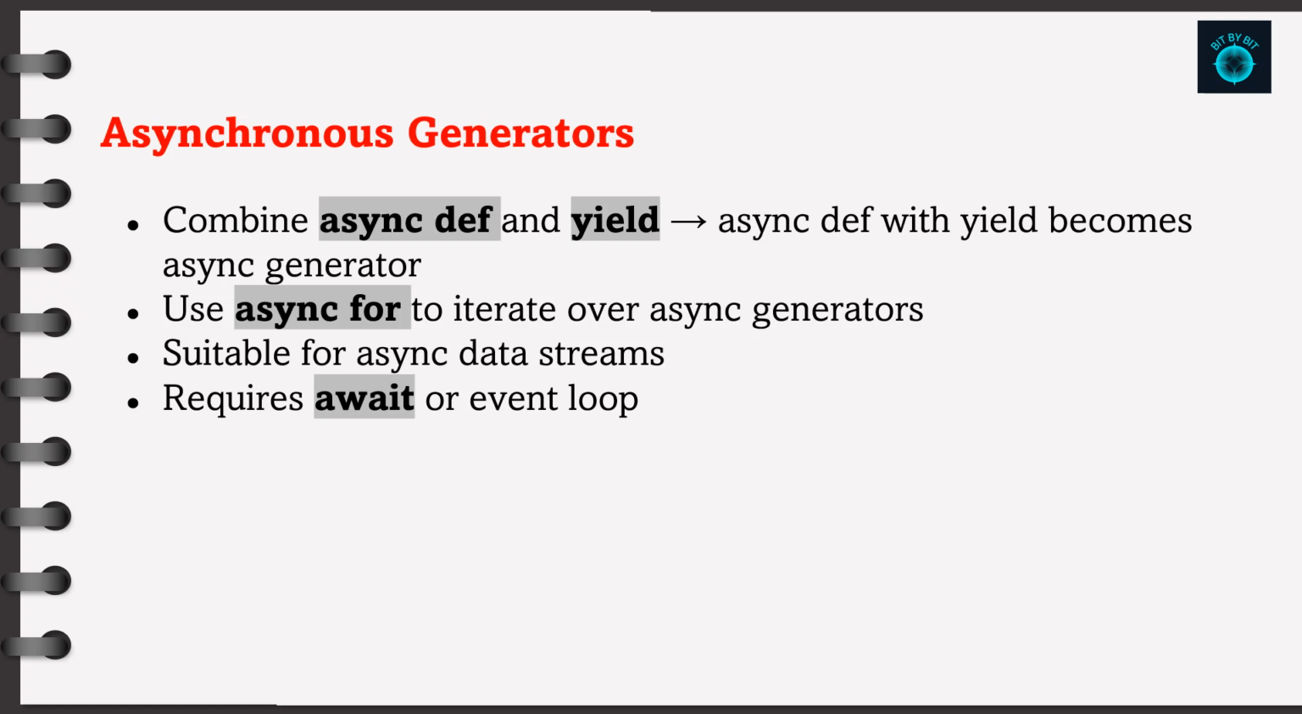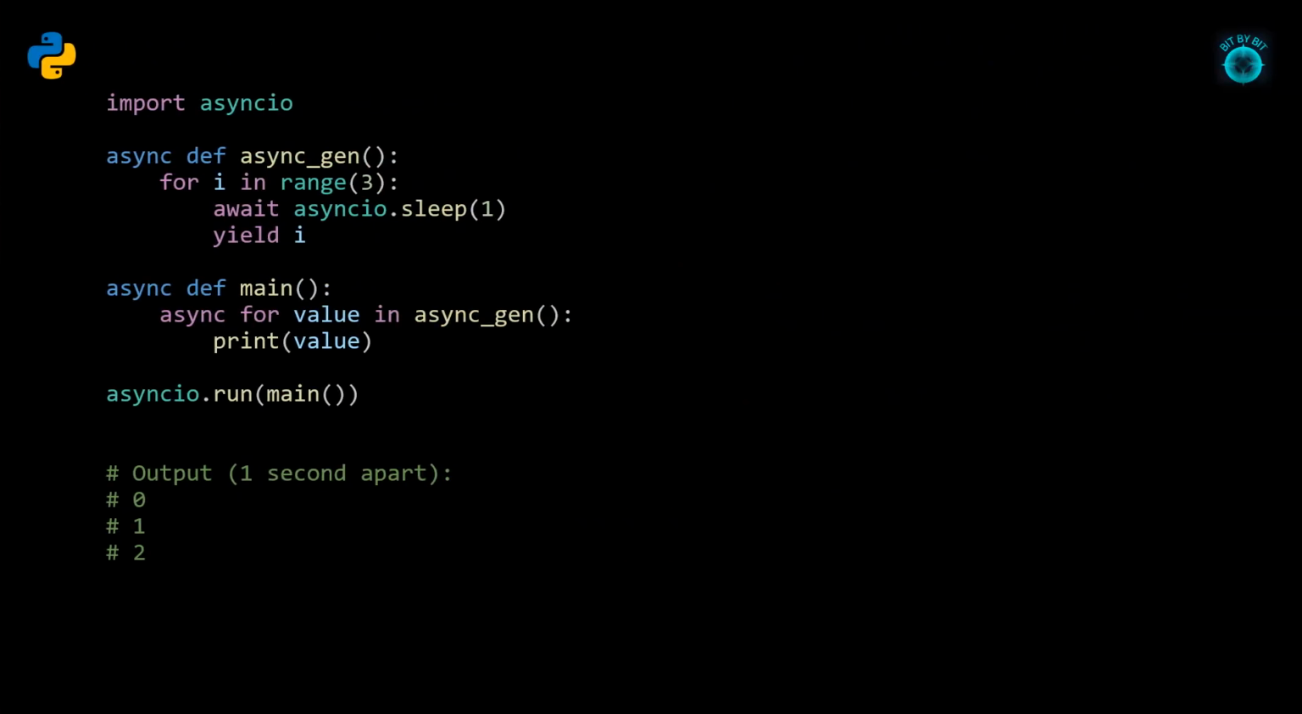Let's look at an example. We define an asynchronous generator function called async_gen using async def. Inside a for loop, we pause for 1 second using await asyncio.sleep and then yield a value. The main function uses async for to iterate over the values produced by the asynchronous generator.